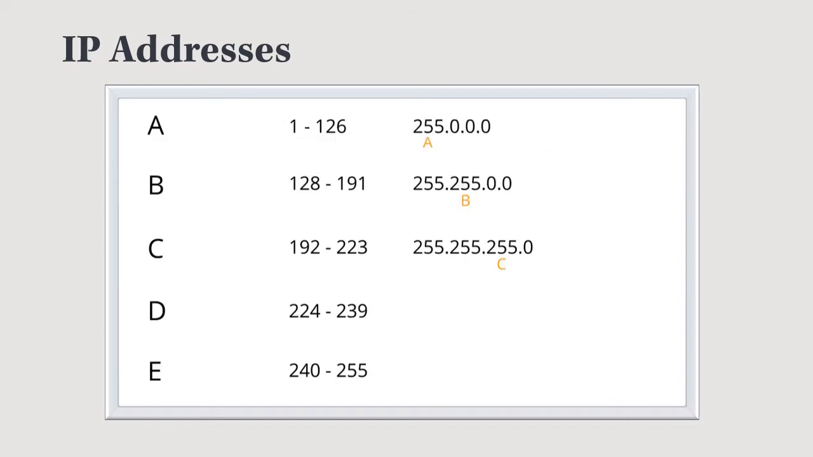When we're talking about classful IP addressing, these are how we break down our classes. Any IP address that has the first octet where the number is between 1 and 126 is going to be a class A. That's going to be an address in the class A range. And the default subnet mask for a class A IP address is 255.0.0.0.